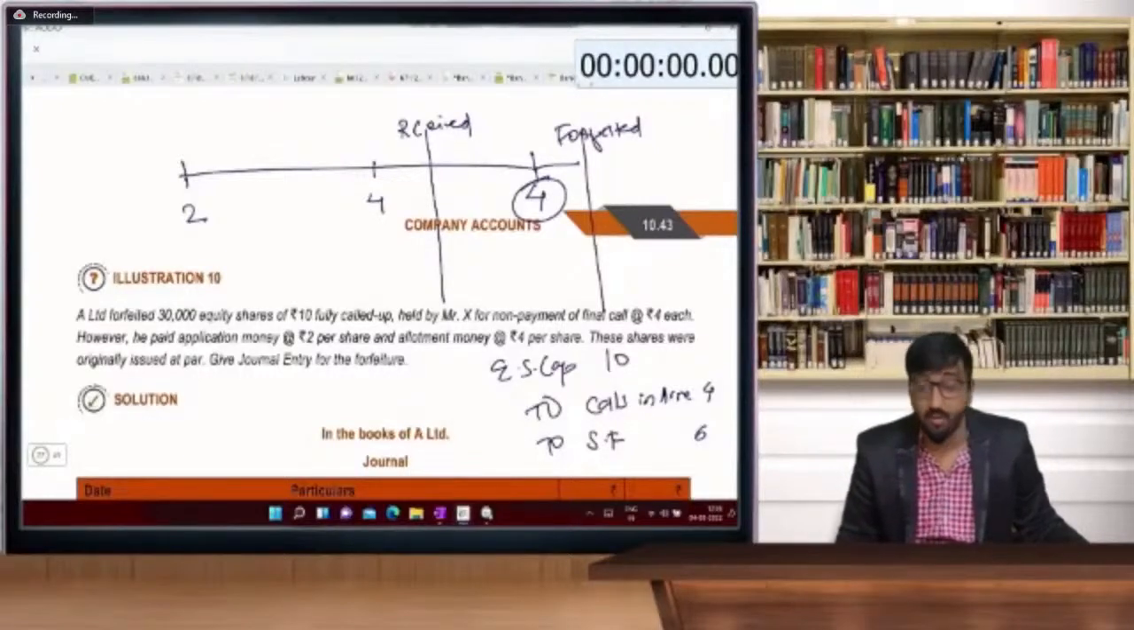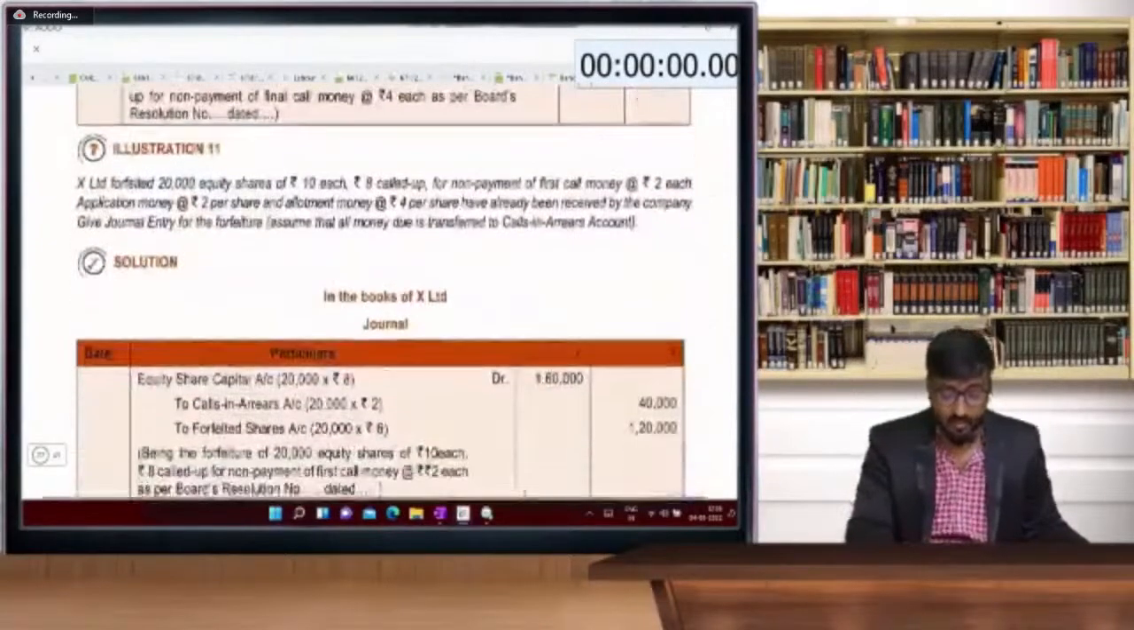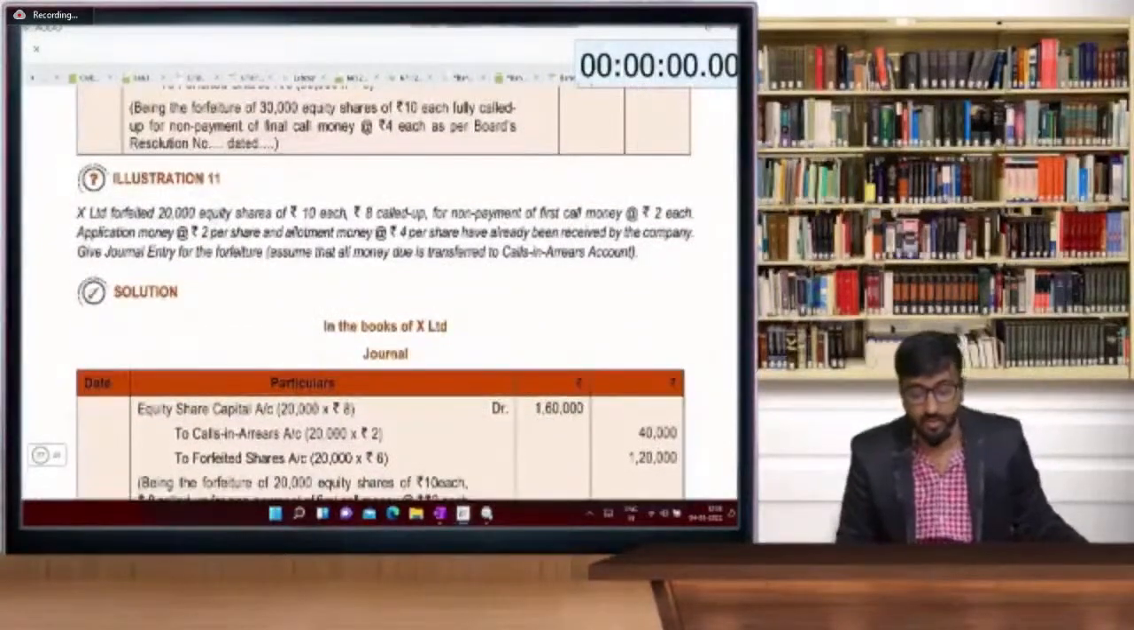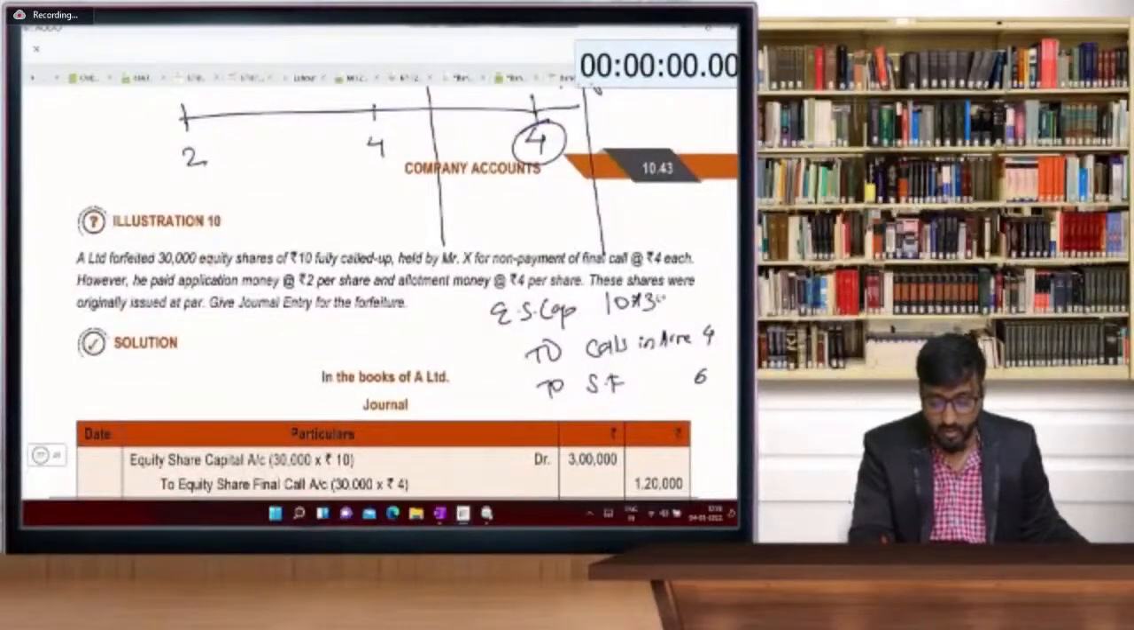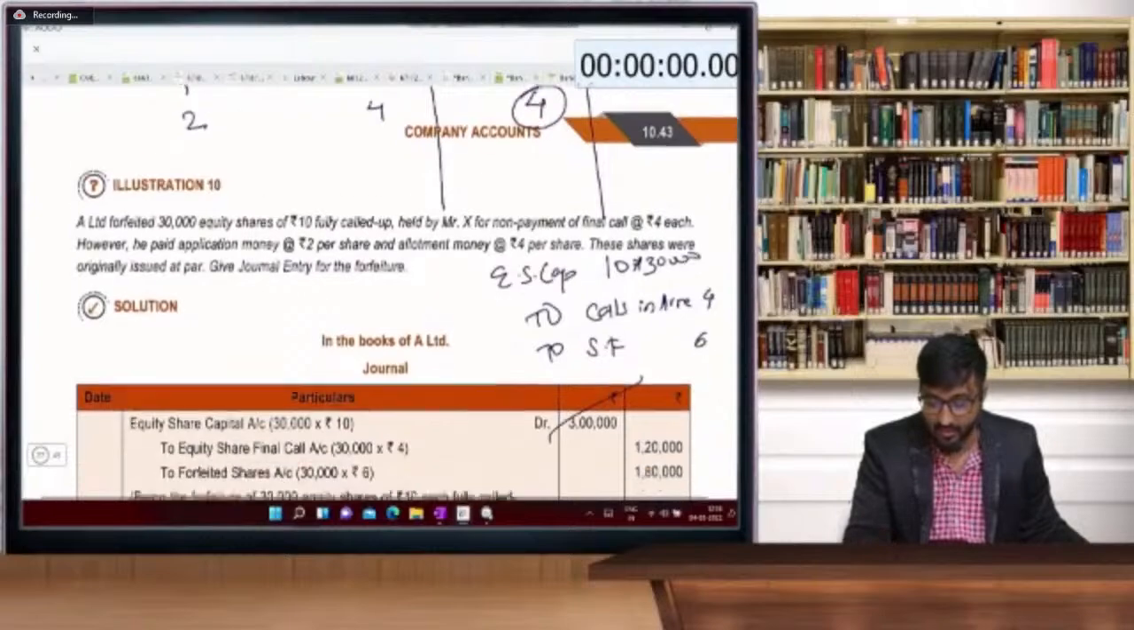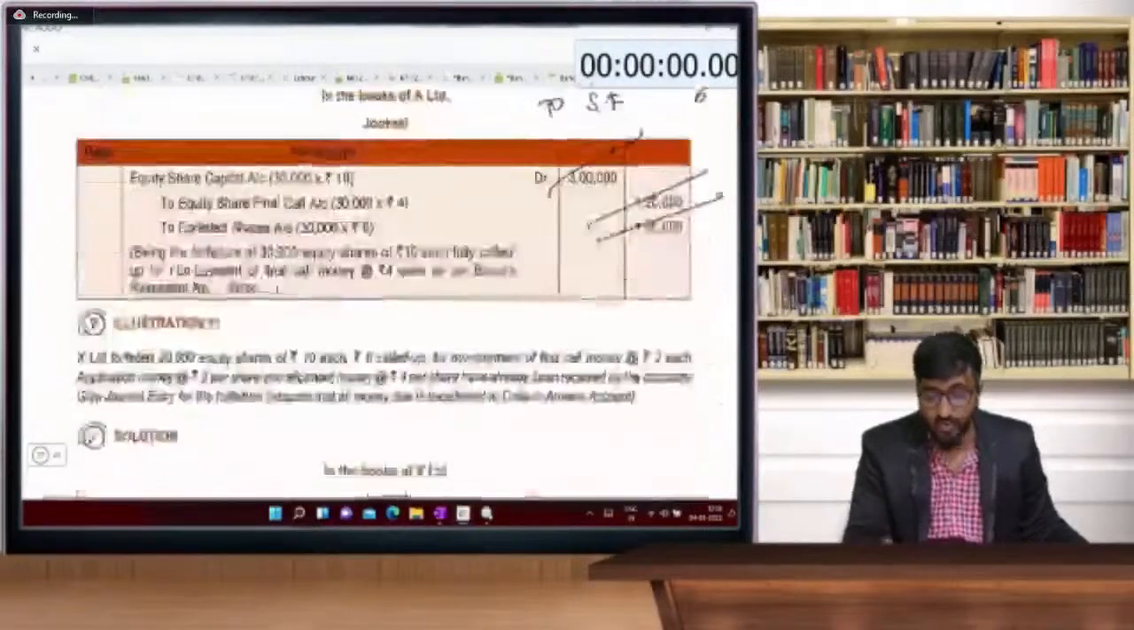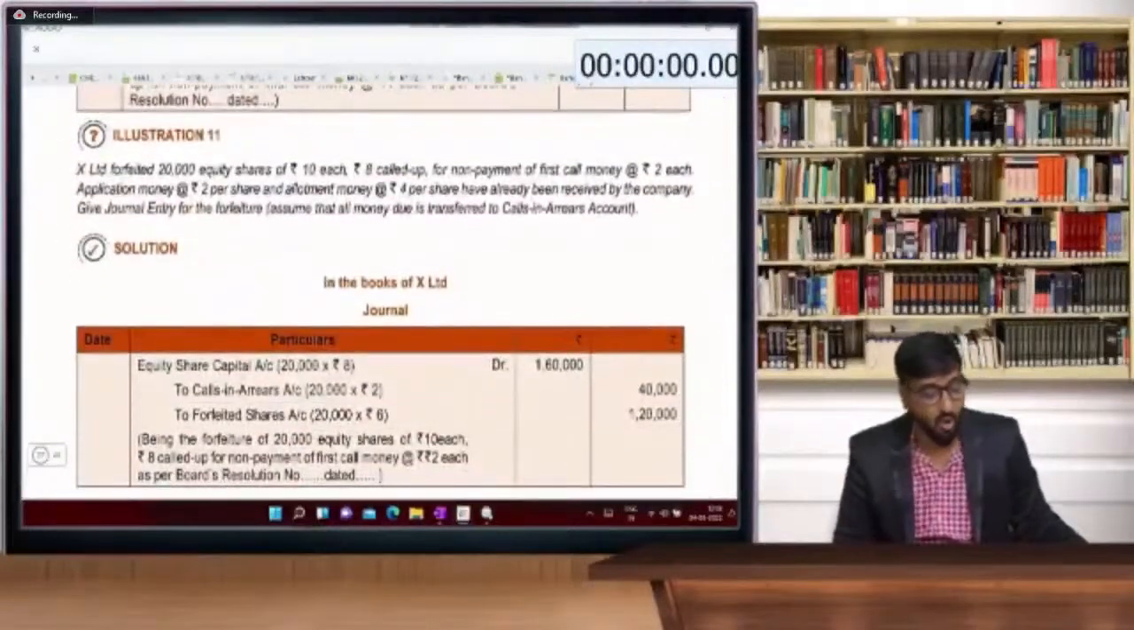Now it's time for giving answers. Chalo, illustration number 11. And then just multiply by how many shares? 30,000. So see beta, this is 3 lakhs, 1,20,000, and 1,80,000 for shares forfeited. Just always think for one share.